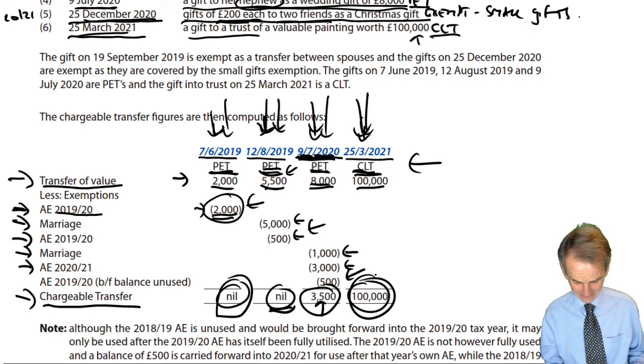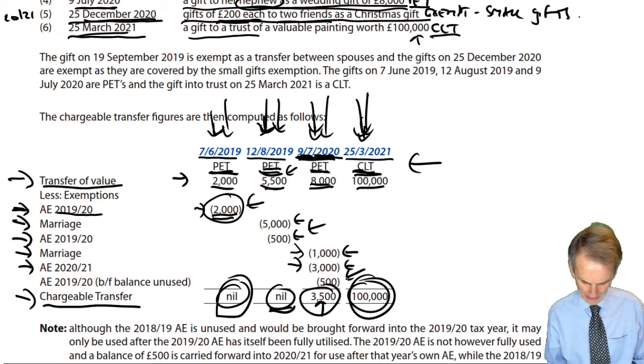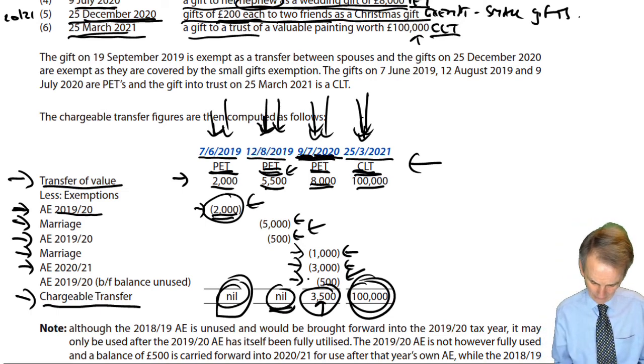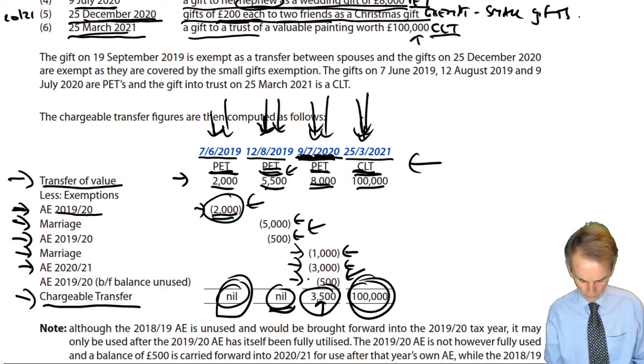That is it. So at last we have a chargeable transfer, having made here a deduction of marriage exemption of £1,000, two lots of annual exemption, current tax year 2021, the full £3,000, and the remaining final figure of £500 brought forward from the 1920 tax year.